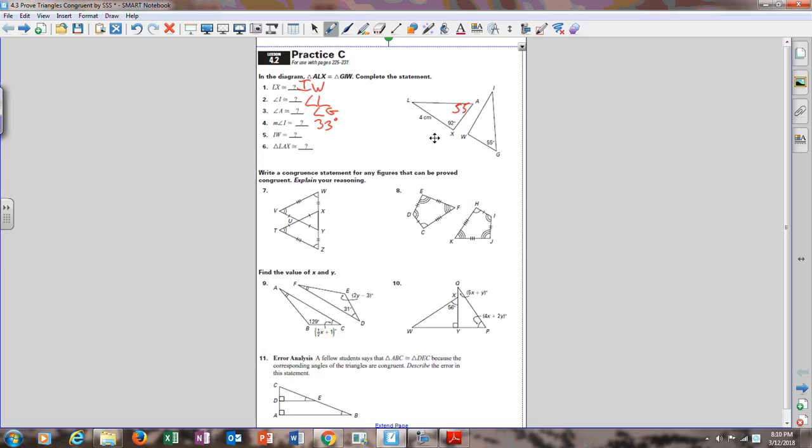IW would be the same as LX. So that would be 4 centimeters. In triangle LAX, now see it started with the middle, then went to the first, and then to the last. It's congruent to triangle I. Start in the middle, go to the first, and then the last. So it's IGW.